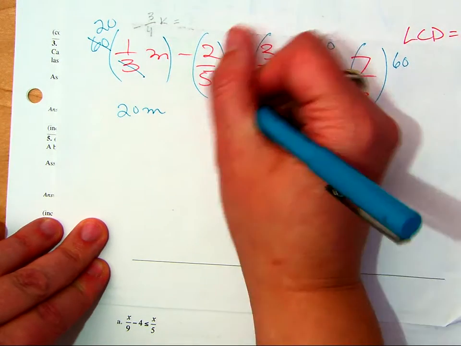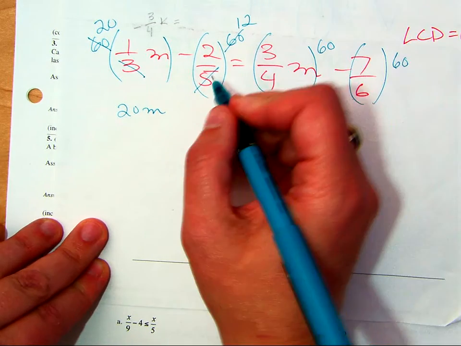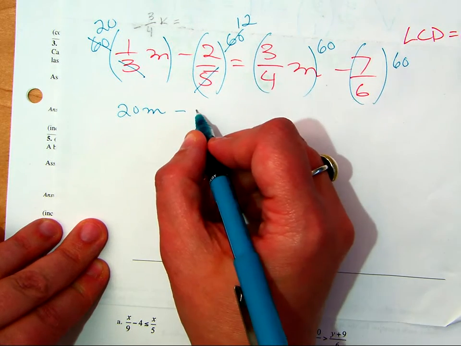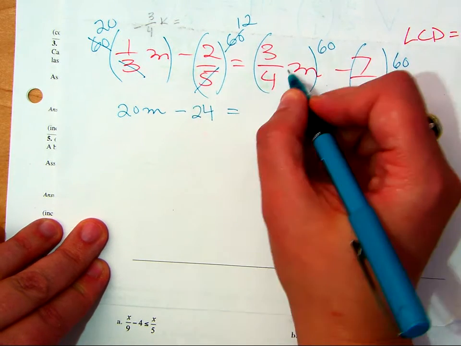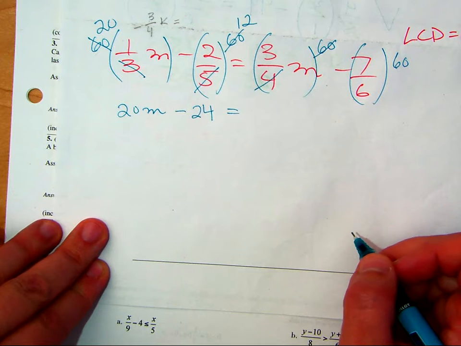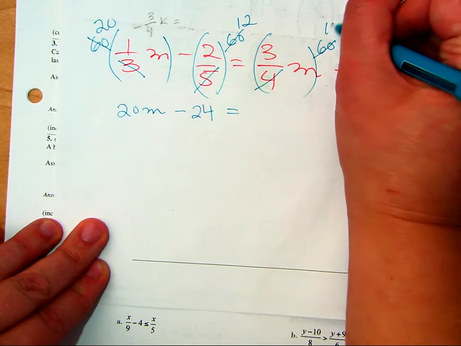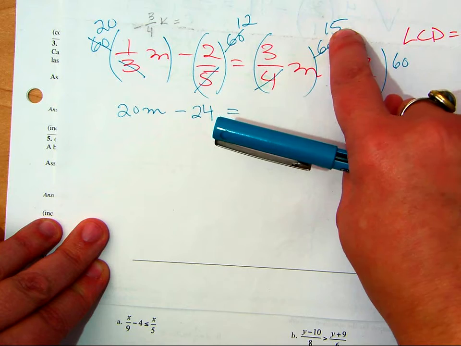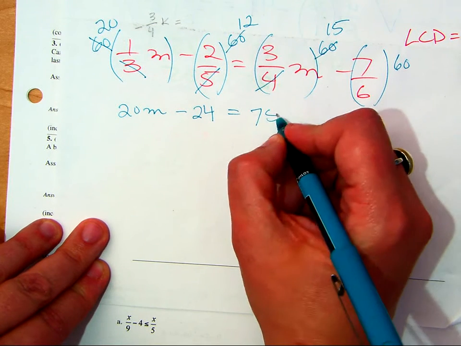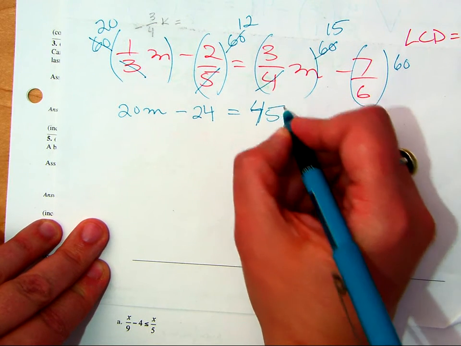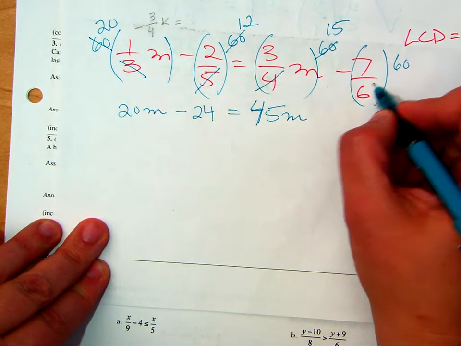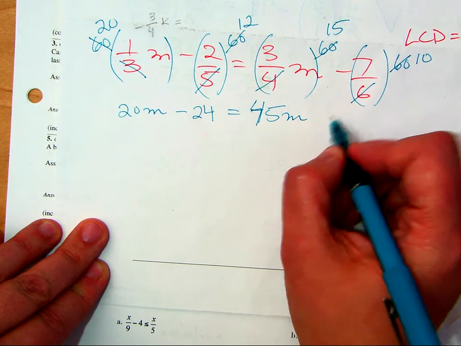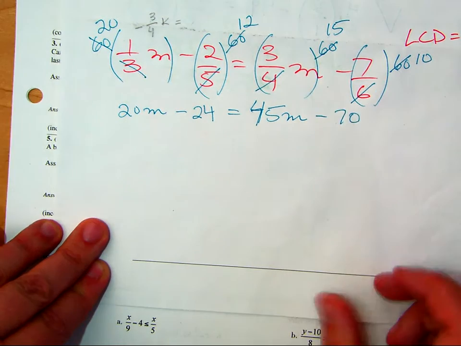5 goes into 60 how many times? Negative 2 times 12 is negative 24. Equals. 4 goes into 60 how many times? 15. 3 times m times 15 is 45. 45m. 6 goes into 60 10 times. Negative 7 times 10 is negative 70.